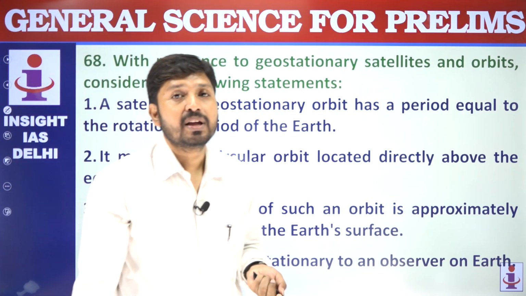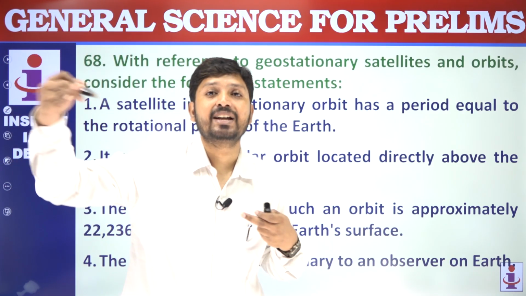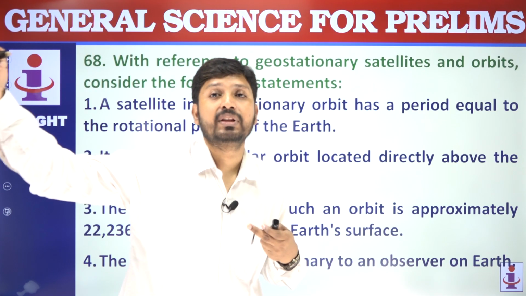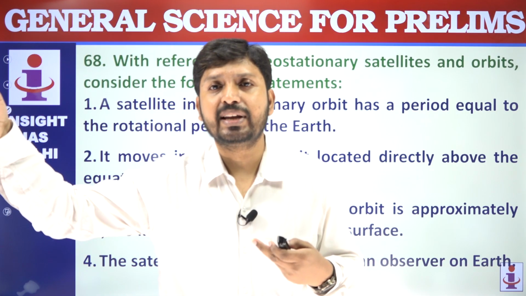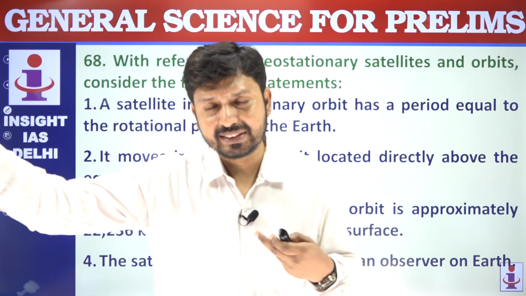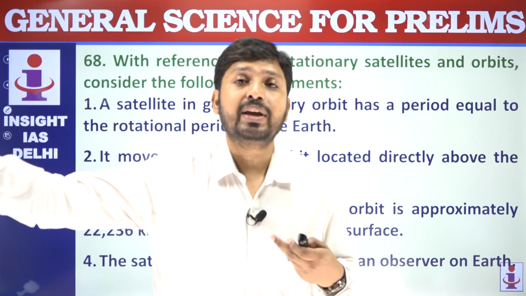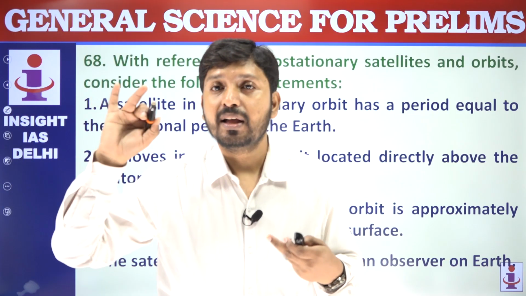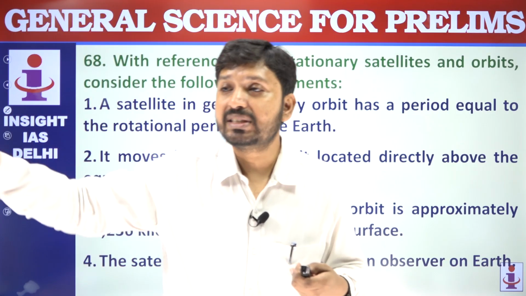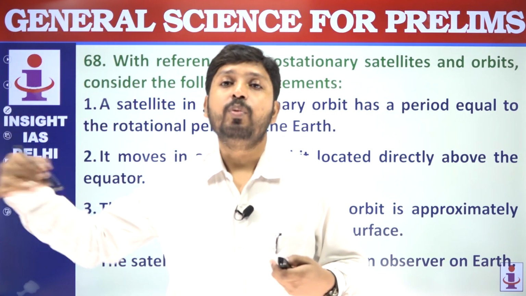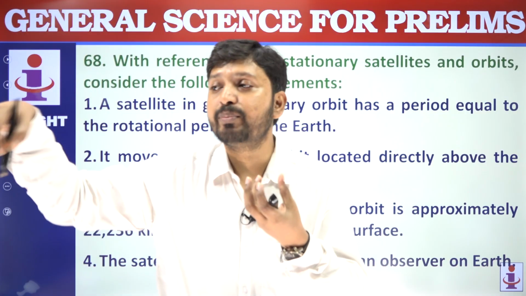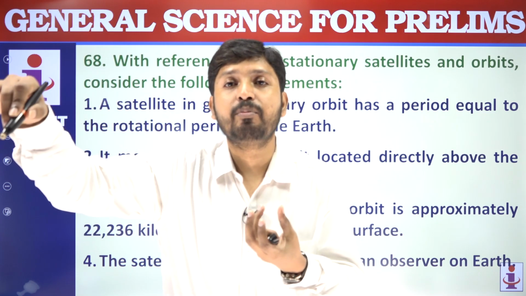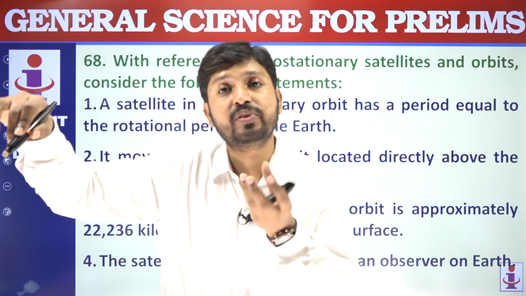Okay, so remember, geostationary satellites are placed exactly over the equator at a height of almost 35,786 kilometers. Approximately we can take 36,000 kilometers. And they will be moving around the Earth, right? And at the same time, the revolution of the satellite will be synchronized with the rotation of the Earth. So it is taking 24 hours for one complete revolution, and Earth is also taking 24 hours for one complete rotation.